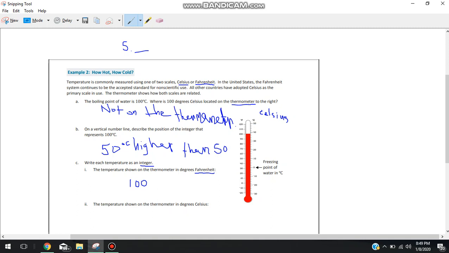Number 2 says the temperature shown on the thermometer in degrees Celsius. So pause it, take a look at the thermometer, see if you can figure it out. Look closely at the scale. Look at how much it's going up by on this side. Pause it for a couple minutes, think about it, and then unpause the video. I'm waiting to see if you actually pause the video, so pause it. Okay, by now you should have tried it.